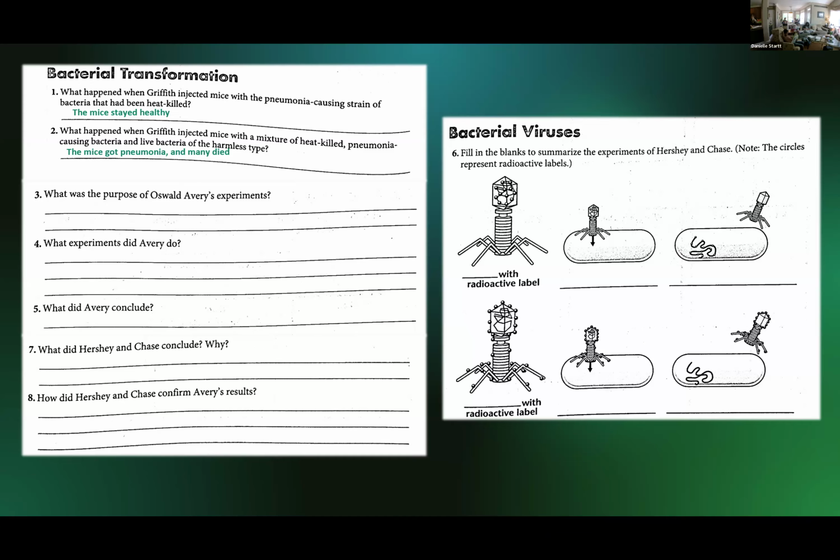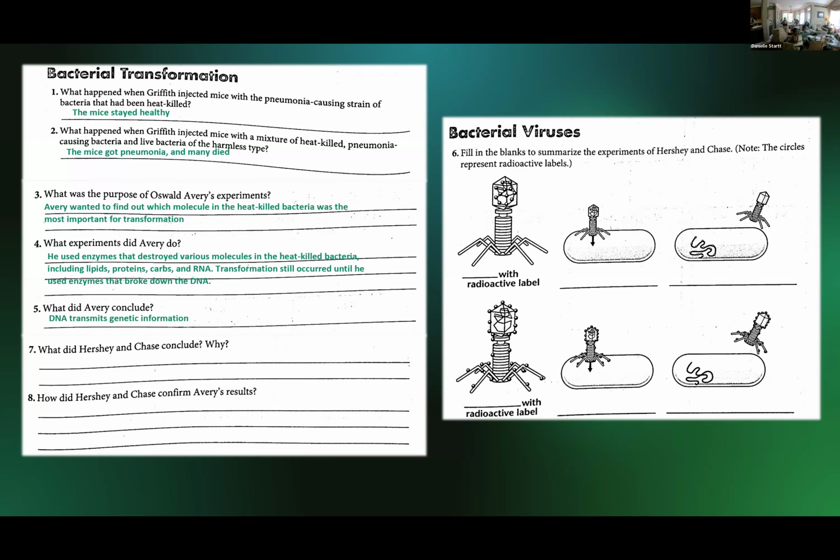What was the purpose of Oswald Avery's experiments, Jordan? Yeah, he wanted to find out which molecule in the heat-killed bacteria was the most important for transformation. What experiments did Avery do, Lucas? Different enzymes that broke down different parts of the cell. Yes, he used enzymes that destroyed various molecules in the heat-killed bacteria, including lipids, protein, carbs, and RNA. And transformation still occurred until he destroyed the DNA, right? So what did Avery conclude, Eunice? Concluded that DNA is the molecule that transfers. Yes, the DNA is what's transmitting your genetic information.